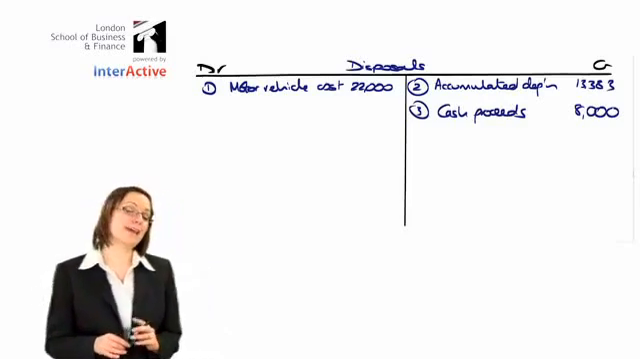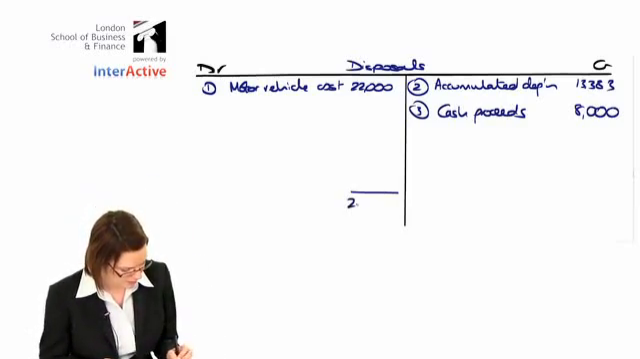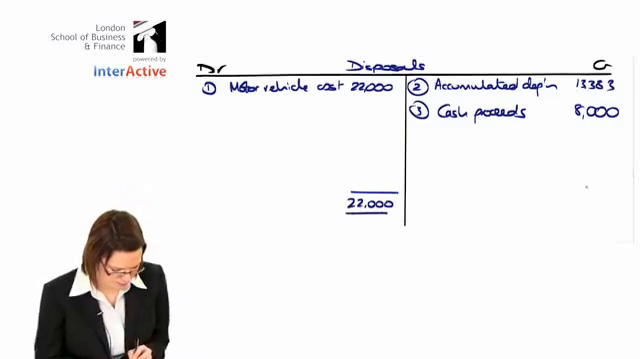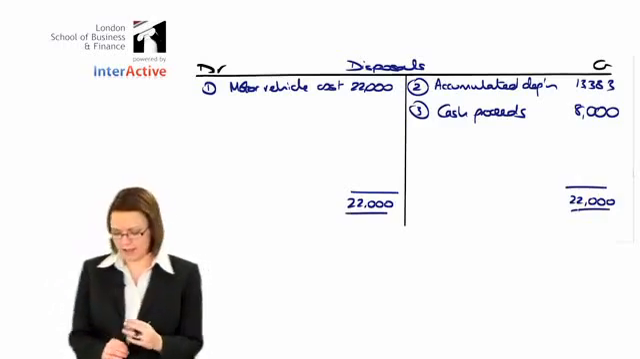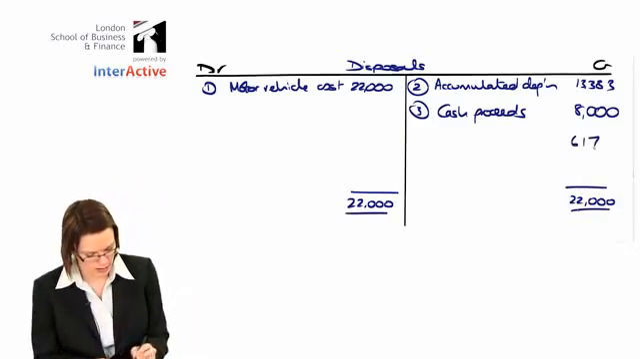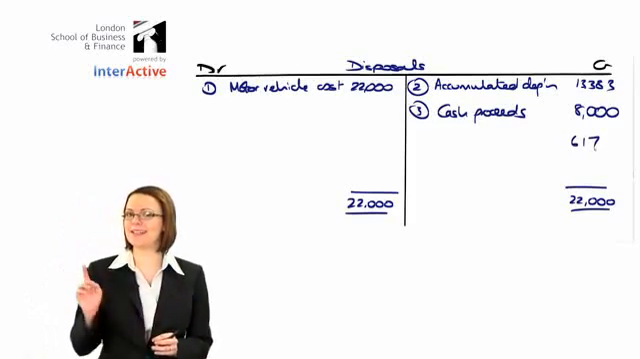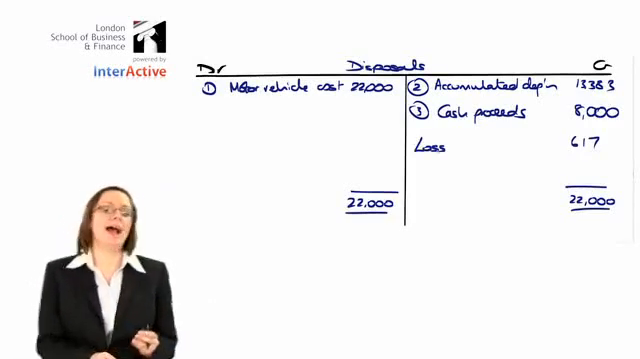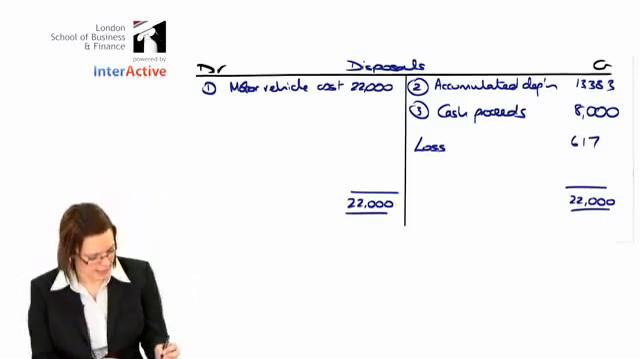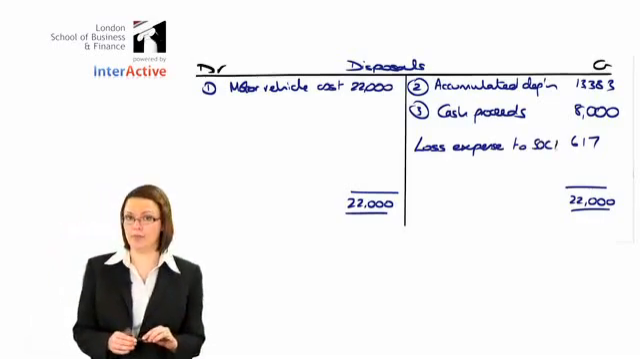Can you all see then that the debit side is higher than the credit side? Not by much. So, balancing this off then, you should find that you have a balancing figure, if you tot it all up, of 617. Does that look familiar? That's the loss on disposal. And that loss on disposal is an expense to the statement of comprehensive income.